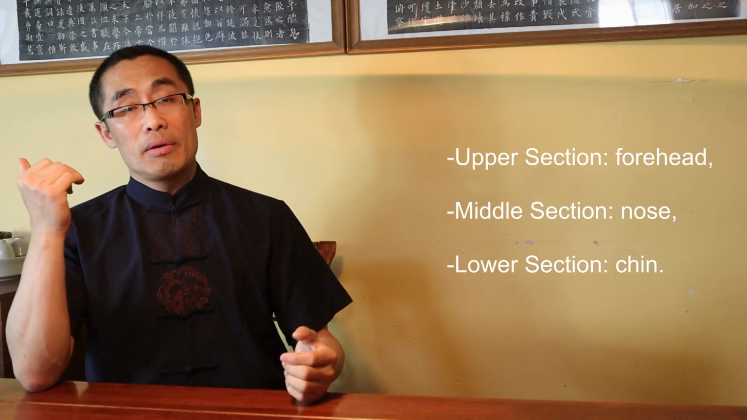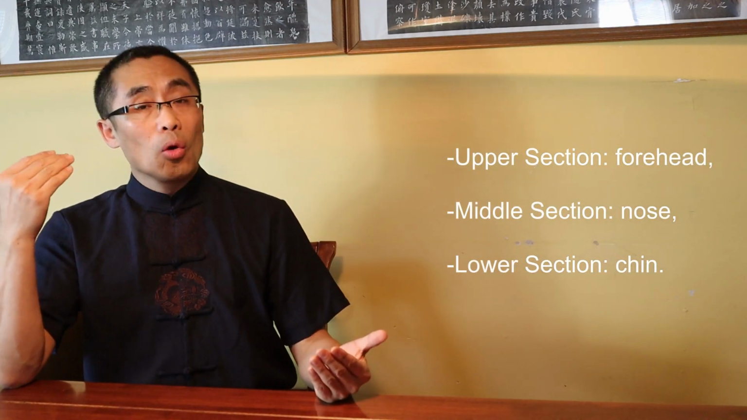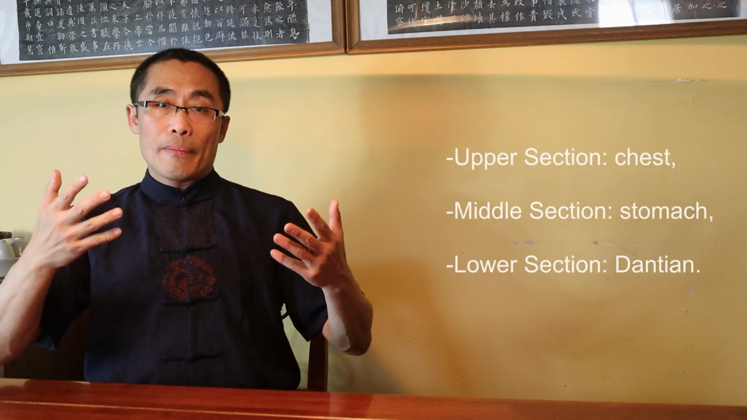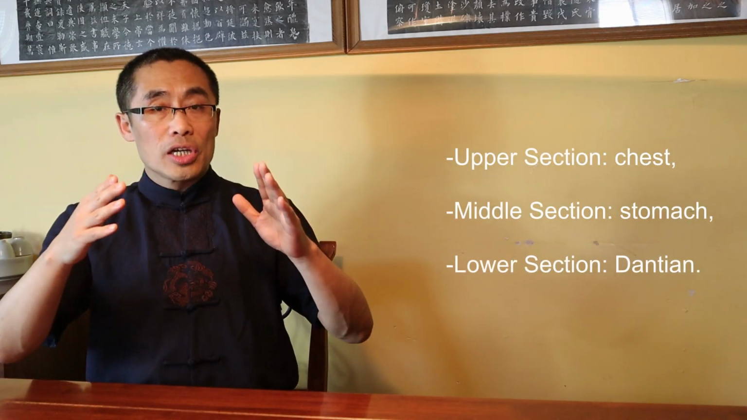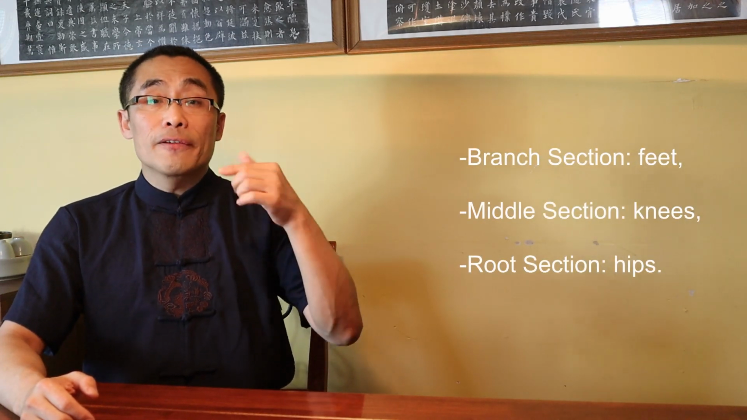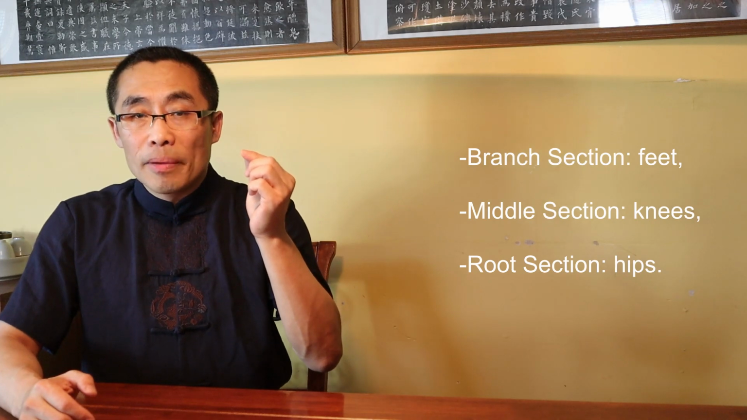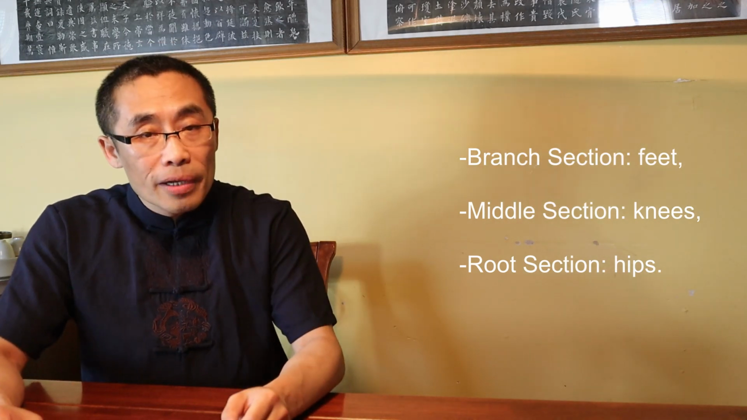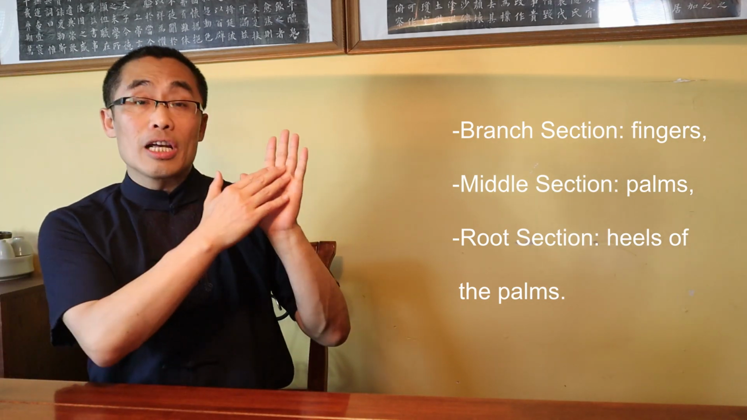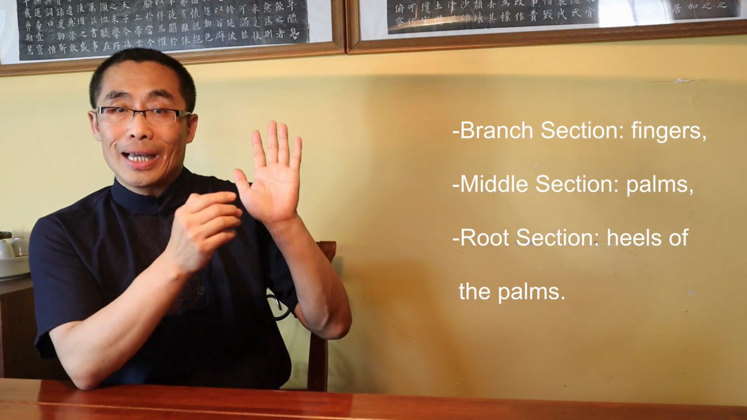To the head, the upper section is the forehead, the middle section is the nose, and the lower section is the chin. To the torso, the upper section is the chest, the middle section is the stomach, and the lower section is the dantian. To the legs, the branch section is the feet, the middle section is the knees, and the root section is the hips. To the hand, the branch section is the fingers, the middle section is the palm, and the root section is the heel of the palm.